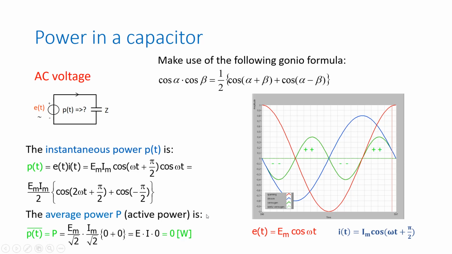So summarized, when you put a pure inductor or a pure capacitor to an AC voltage or AC current source, the average power in that inductor or capacitor is equal to 0 watt.